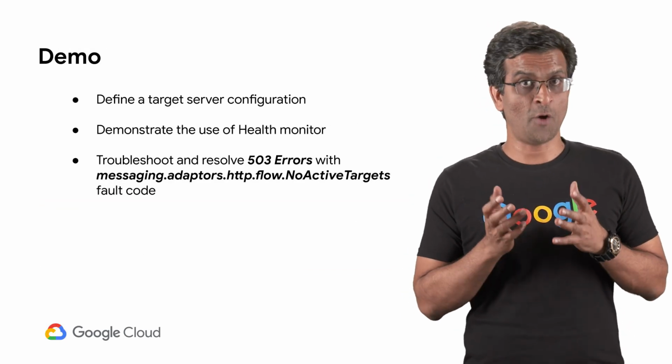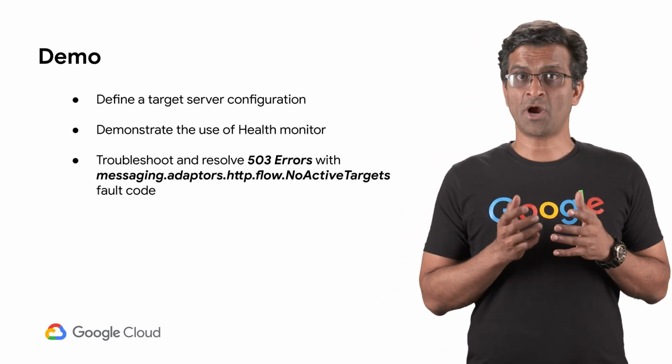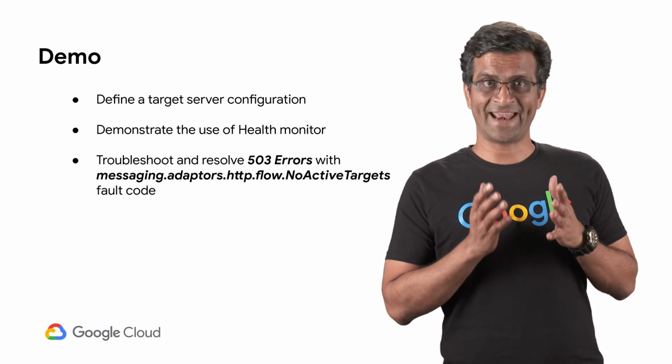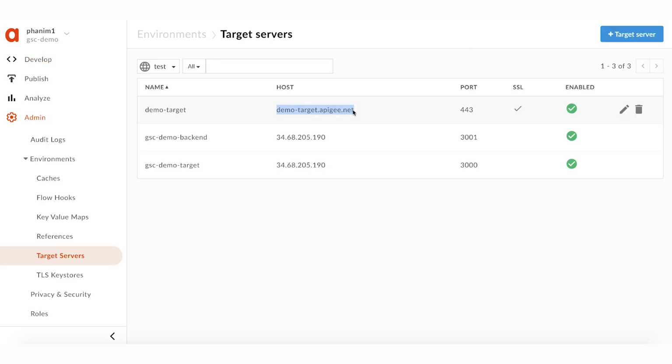I will now demonstrate how to use the target server and health monitor in a target endpoint configuration. I will also cover how to troubleshoot and resolve a live 503 service unavailable error with error code NoActiveTargets. Consider a sample API proxy demo API. This proxy is configured with a target endpoint that uses target server by name demo-target. You can see that the target server demo-target is defined with host alias demo-target.apg.net. It's a secure target server with the standard port 443.